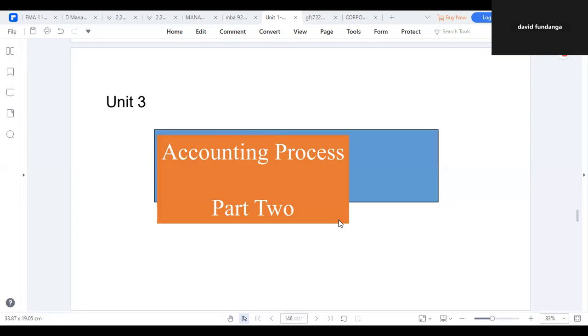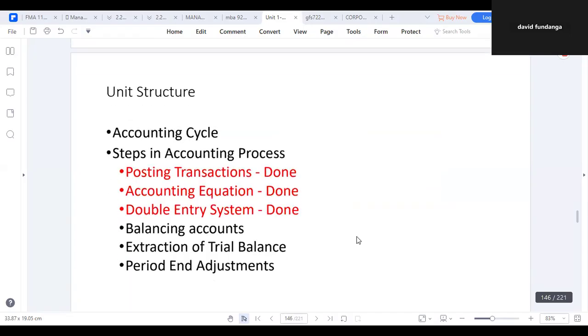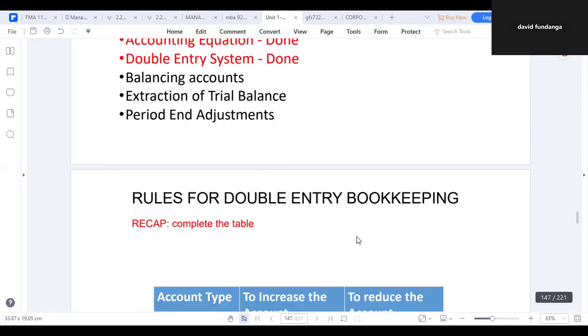Today we're going to look at the accounting process. By the time we're done with today's class, we should be able to understand the accounting cycle, the steps involved in the accounting process, how to post transactions, the accounting equation, the double entry system. This is what we did in the previous classes. So we want to learn how to balance accounts and how to extract the trial balance, and perhaps learn how to make end period adjustments.